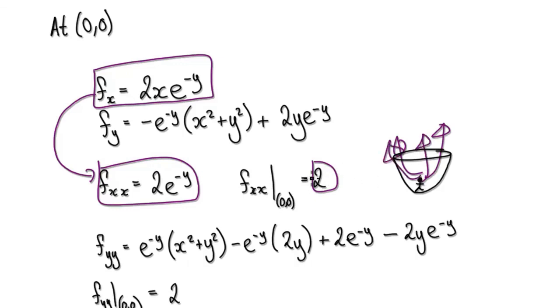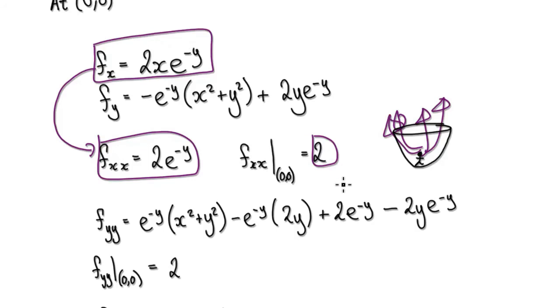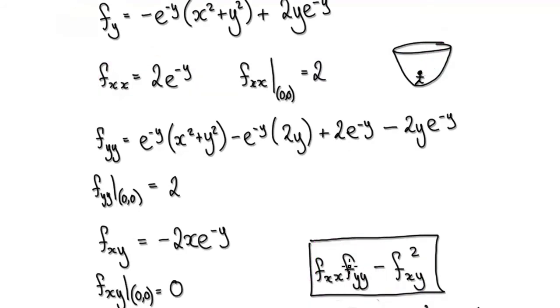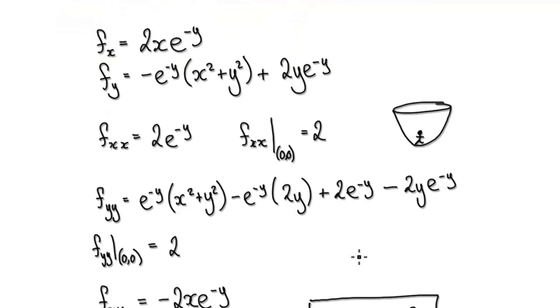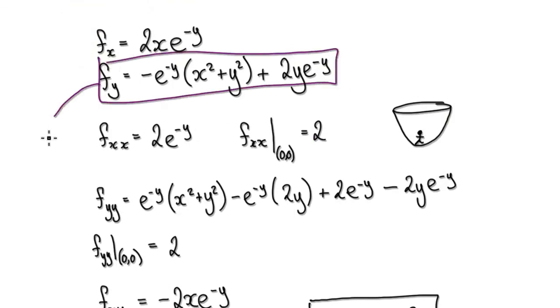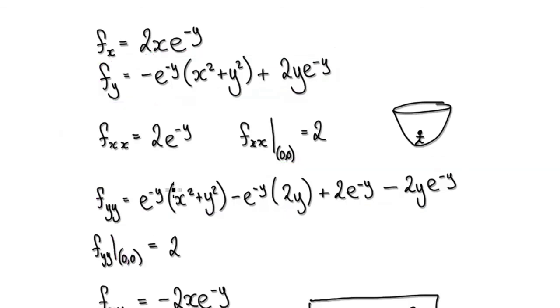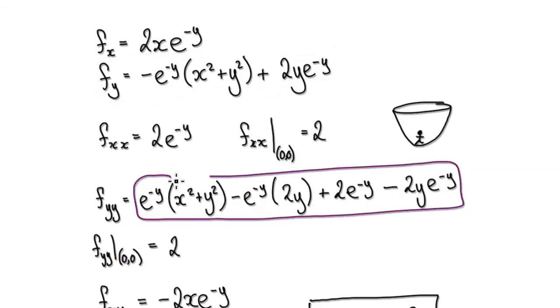So that's not sufficient. We need to look at this quantity for the second derivative test. So hang on, what do we need? We need f_yy. So f_y is given by this. Differentiate it again with respect to y. That will then give us this thing here. Evaluate it at 0, 0. Then this whole ugly thing here becomes a nice and neat number 2.